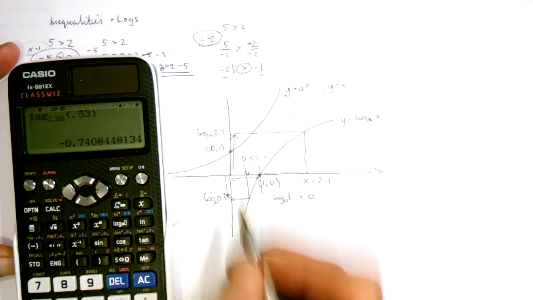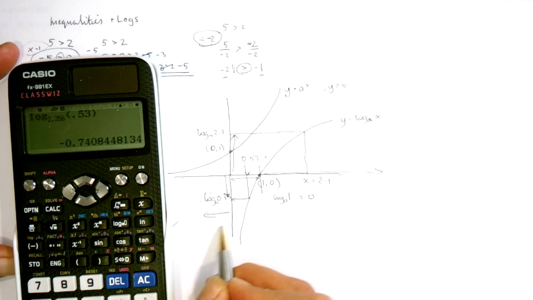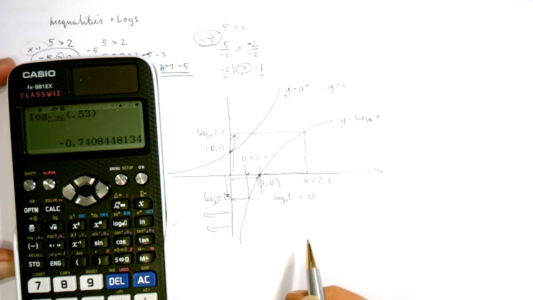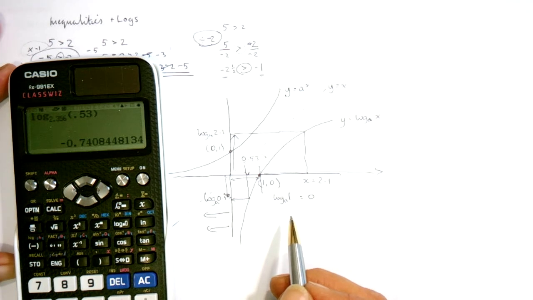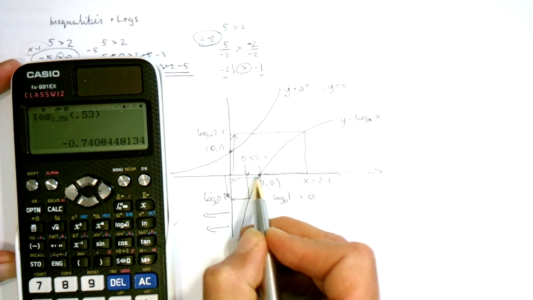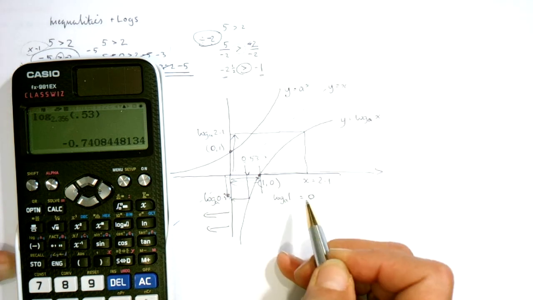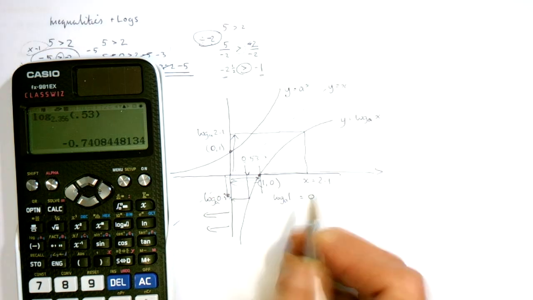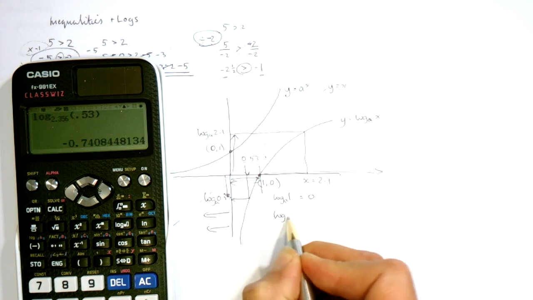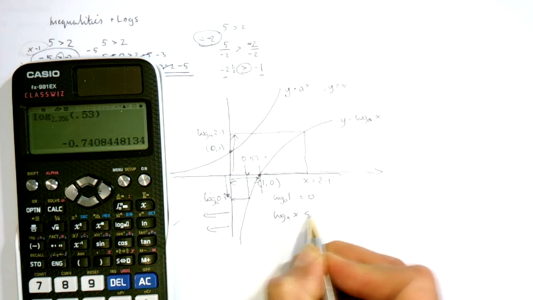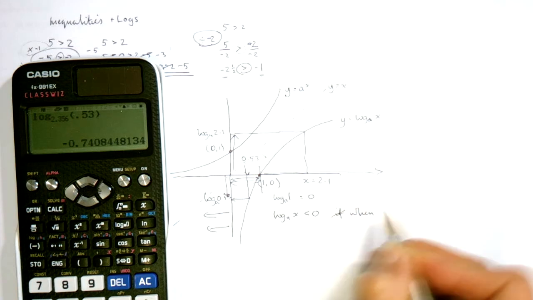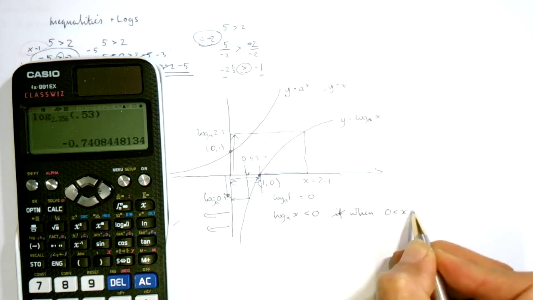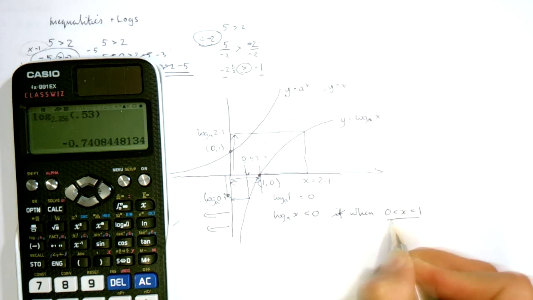What happened originally was I tried a value of x which was less than 0, and that's the standard mistake that people make. So choose a number that's between 0 and 1, take the log of it. So log base a of x is less than 0 when 0 is less than x is less than 1. So when x is a fraction, the log of a fraction will be negative.